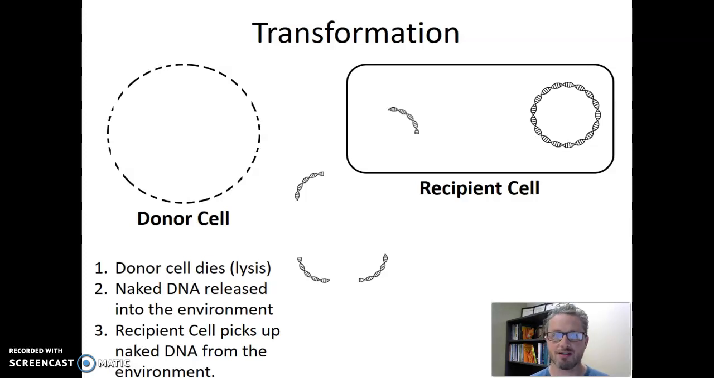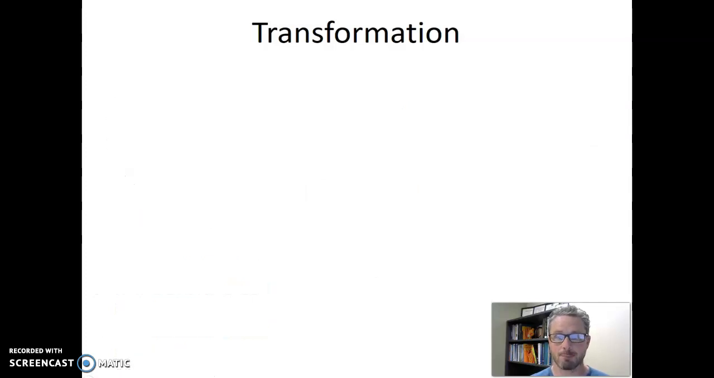So let me point out just a couple last details about transformation. Again, the process is really simple. A donor cell dies, its DNA is released into the environment as naked DNA, and then the recipient cell can pick up that naked DNA and then potentially utilize that DNA.